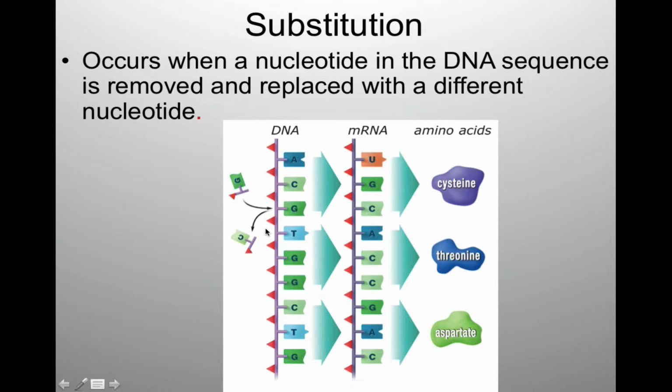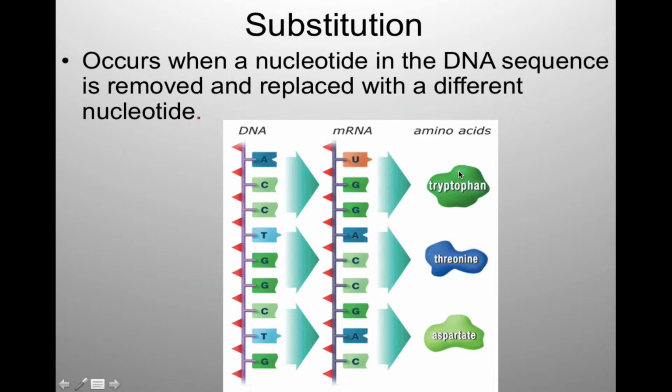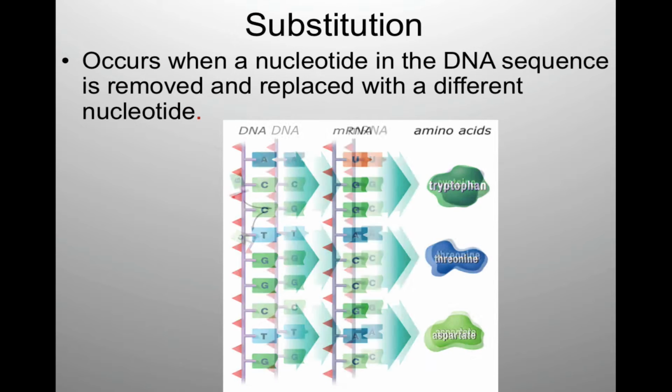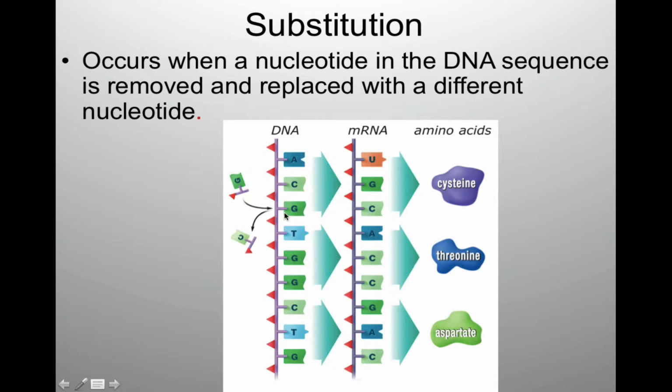So let's say we swap out that C nucleotide with a G. Now take a look at the amino acid that gets formed. And if we go back to the original, notice how it changed. So even if we substitute one nucleotide, that could change the amino acid, which might have an impact on the protein that gets made.